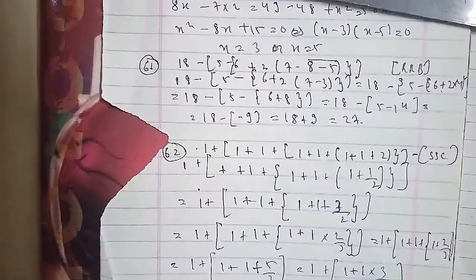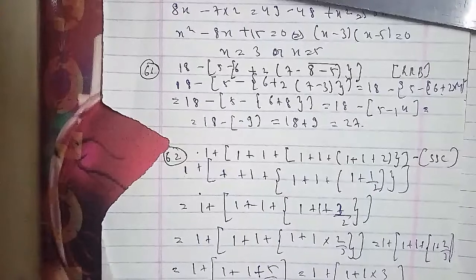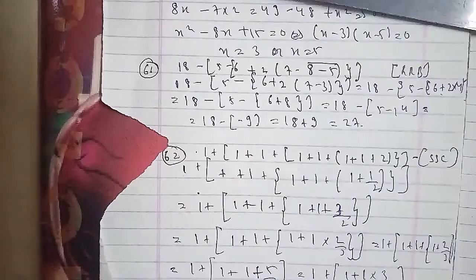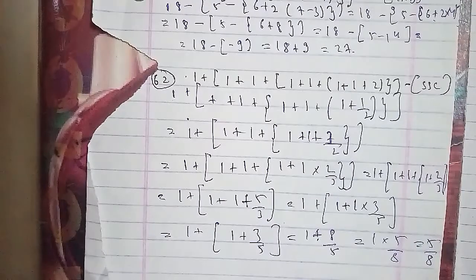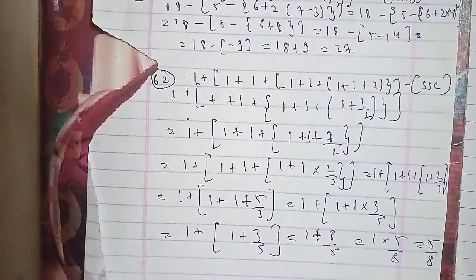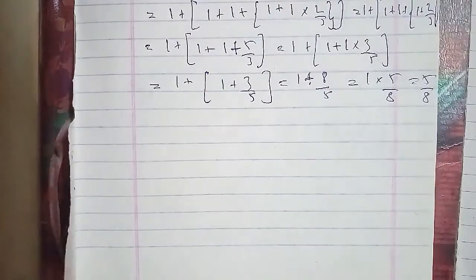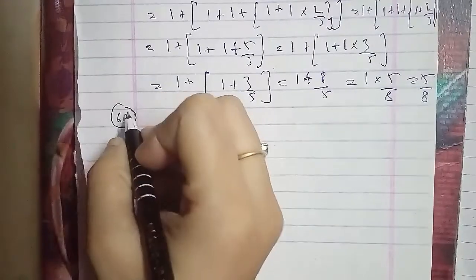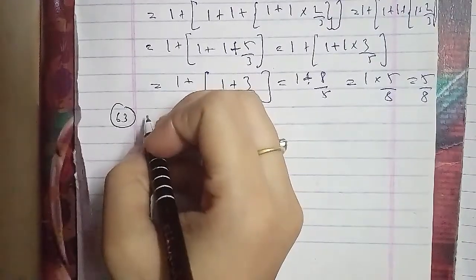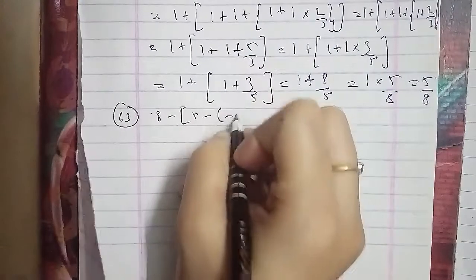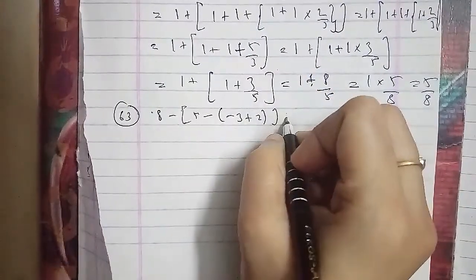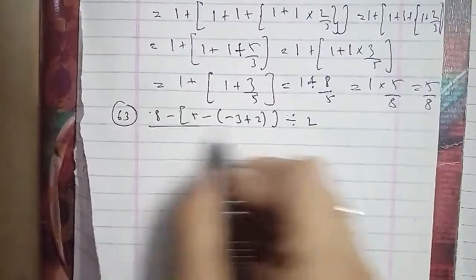Let's go ahead with the other question, the 63rd question of the session. To evaluate 8 minus 5 minus 3 plus 2 divided by 2 upon mod of 5 minus 3 minus 5 minus 8 mod, that is divided by 3. This has been asked in the SSC examination paper. The options are 2, 3, 4 and 5. Let's go ahead with the options that we have to discuss here.